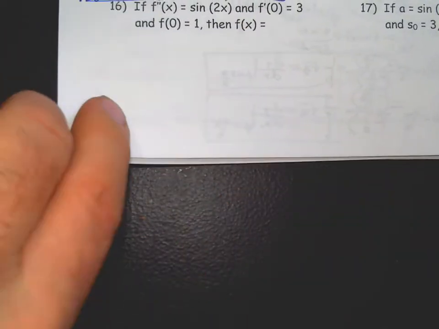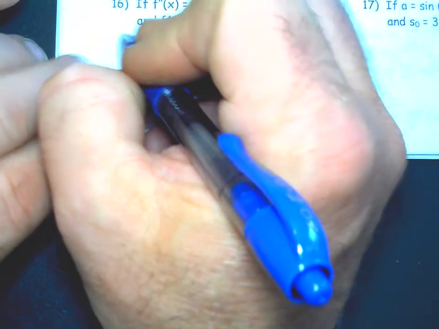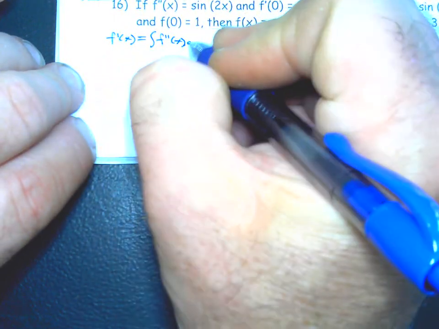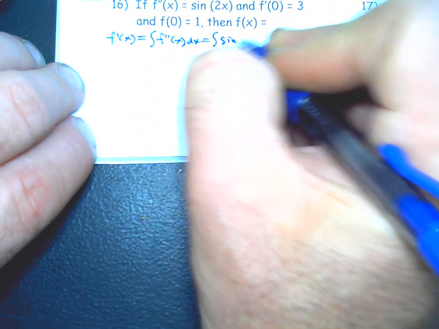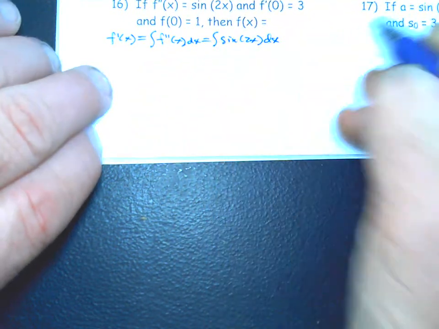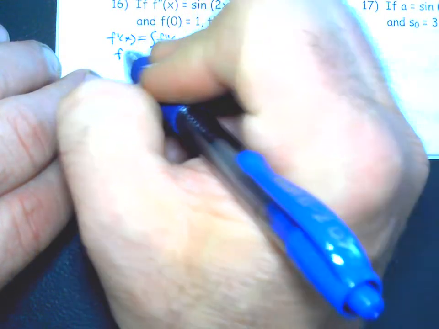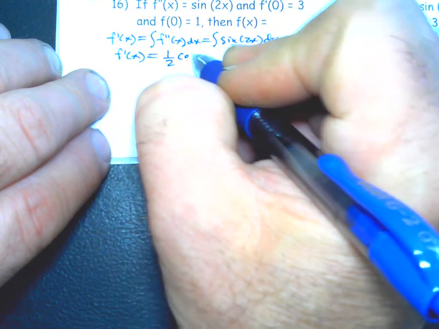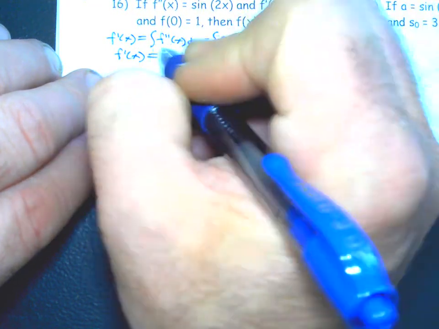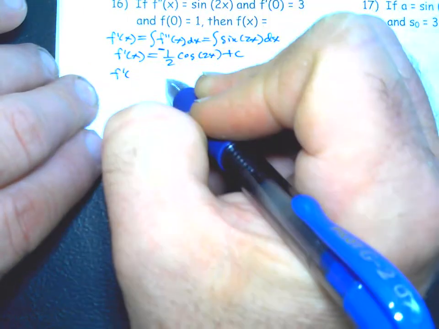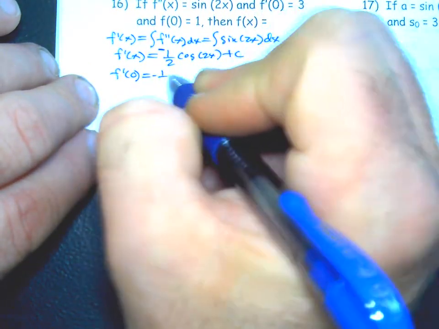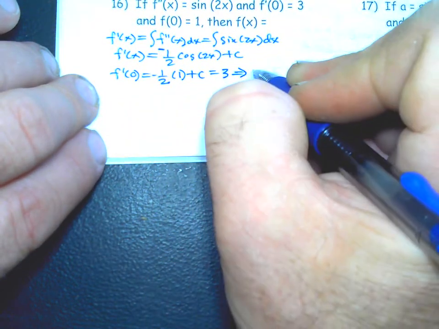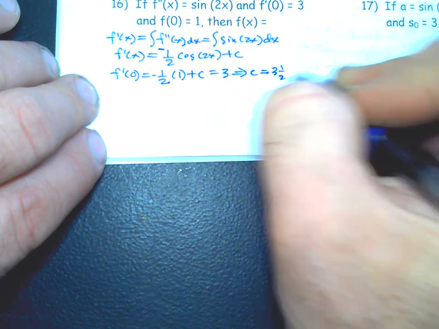Okay, trying to find the original function. So the derivative is the integral of the second derivative, is the integral of sine 2x dx. Now, we could do U-substitution, but I feel comfortable saying it's going to be negative 1/2 cosine 2x plus c. And then we could find the c value right now by plugging 0 in. Cosine 0 is 1, and it should come out to 3. So that means that c equals 3.5 or 7/2.